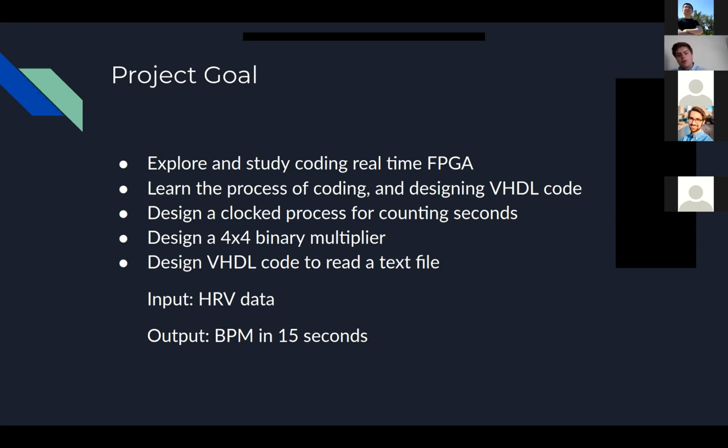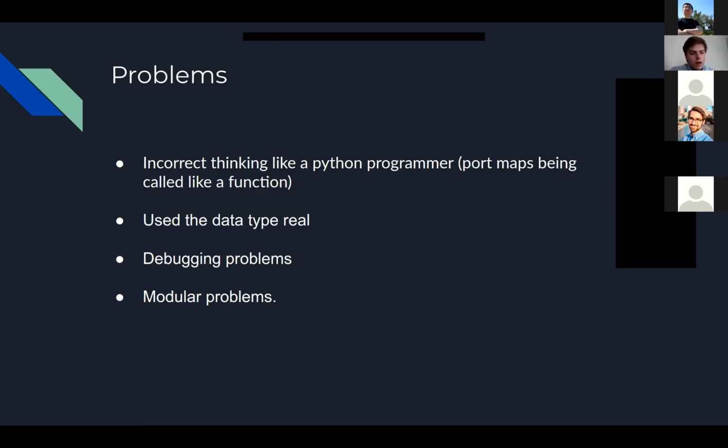But the general premise is the input was heart rate variability data, and the output was the beats per minute at 15 seconds. I also did it for every second as well, but 15 seconds turned out to be more accurate, and I'll talk about that a little bit later as well. Problems, and the lessons I've learned doing this project.